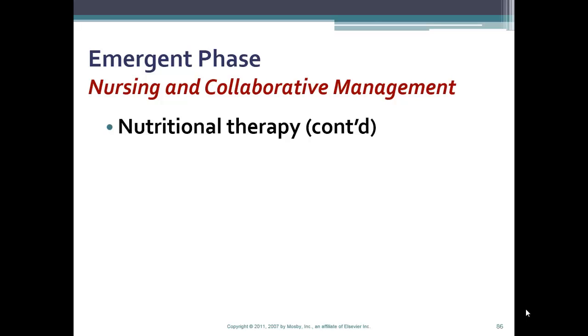So the patient can get nutritional therapy orally or through enteral feedings. Make sure that the patient is getting plenty of protein and vitamins.